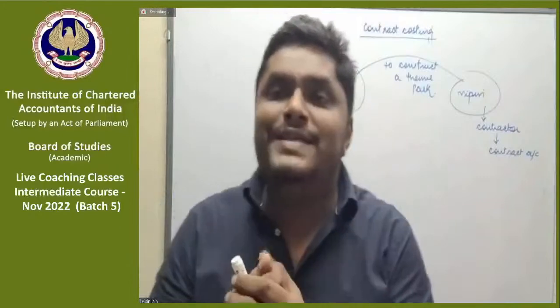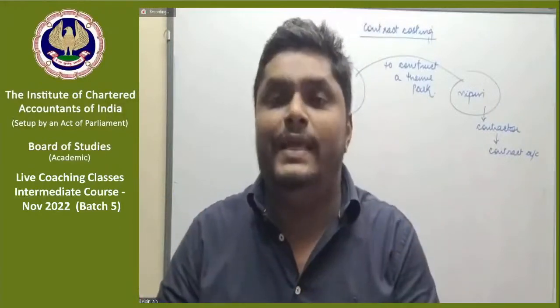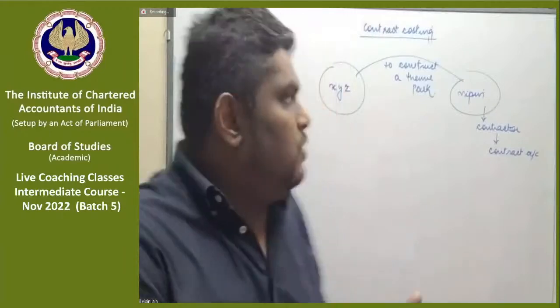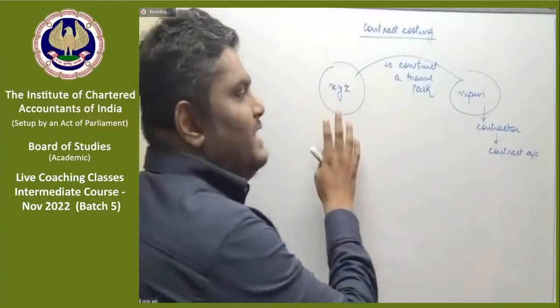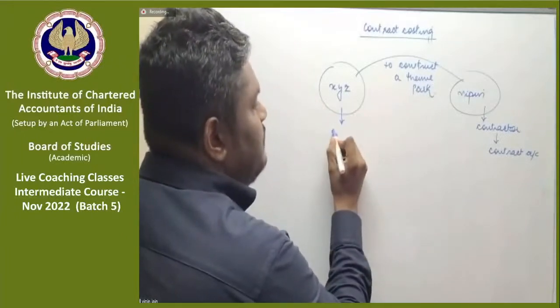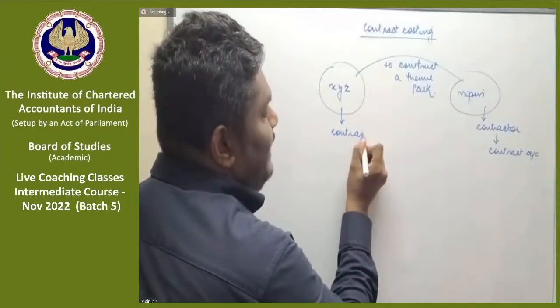Now the second point, that is who is the contractee? The person for whom the contract is undertaken. So here in this example, XYZ has given me the contract. So XYZ is the contractee.